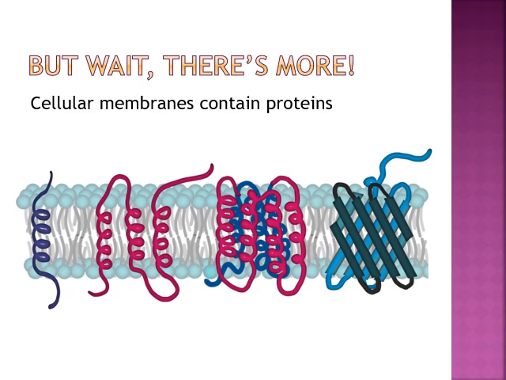But that's not the only molecule that's in the phospholipid bilayer. There's all sorts of other things. There's also proteins. Now, proteins, remember, are made up of amino acids. Here, we have different proteins embedded in that bilayer. And you'll notice these little squiggly things, these helixes. Where have we seen those before? Protein structure. They're secondary structures. What's that secondary structure called? An alpha helix.